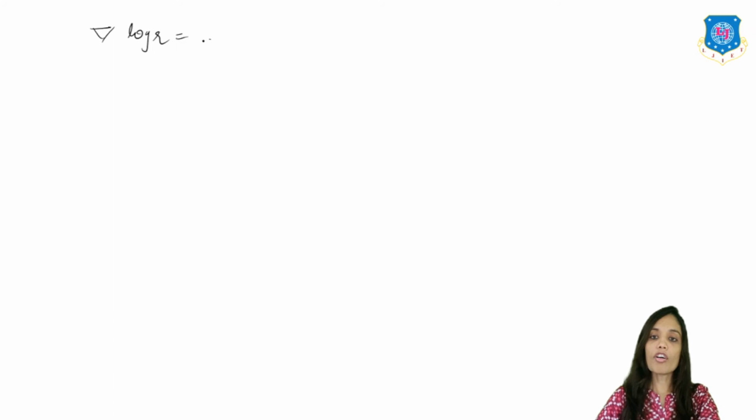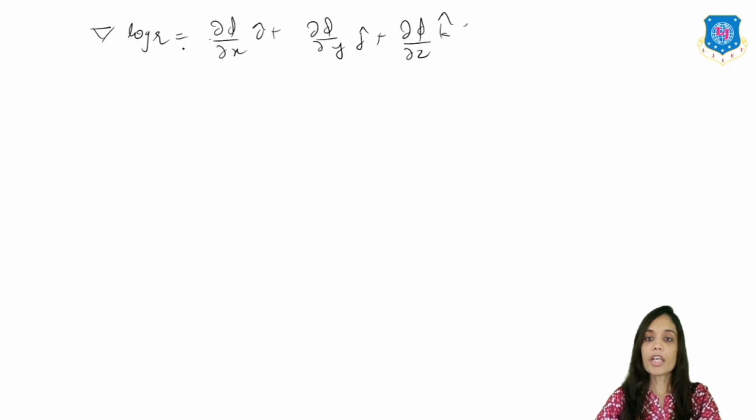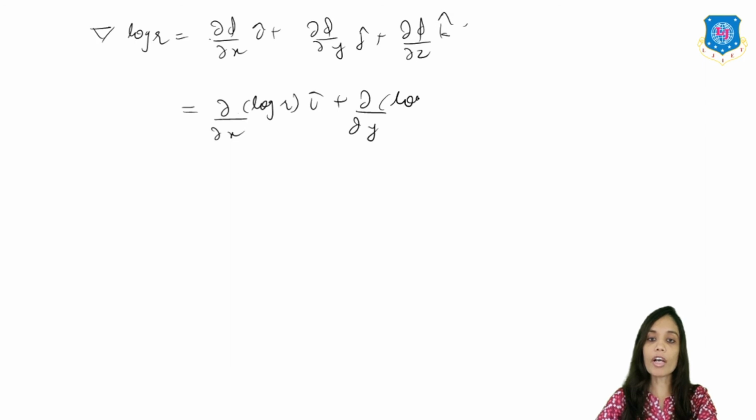Firstly, the formula of the gradient is del phi by del x i cap plus del phi by del y j cap plus del phi by del z k cap. Now our phi is log r. So it will be del by del x of log r, plus del by del y of log r, plus del by del z of log r k cap. Just find the partial derivatives of log r.